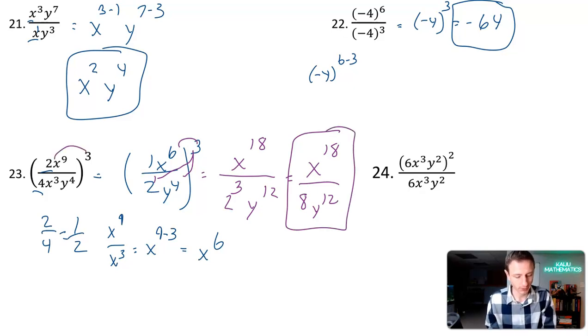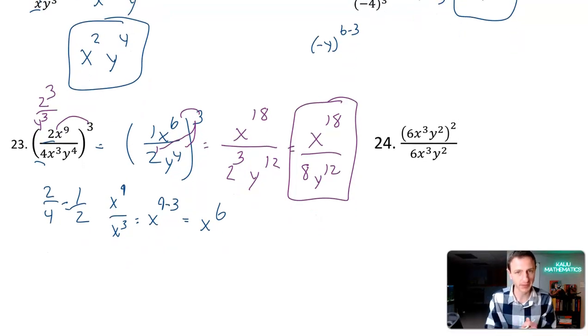Where before, this would become 2 to the third power over 4 to the third power. So then you'd have 8 over 4 to the third, and then you'd have to do x to the 27th over x to the 9th. That just gets things a lot more complicated. So that's why, if you're able to simplify the inside of the parentheses, do that, and then raise the exponent.